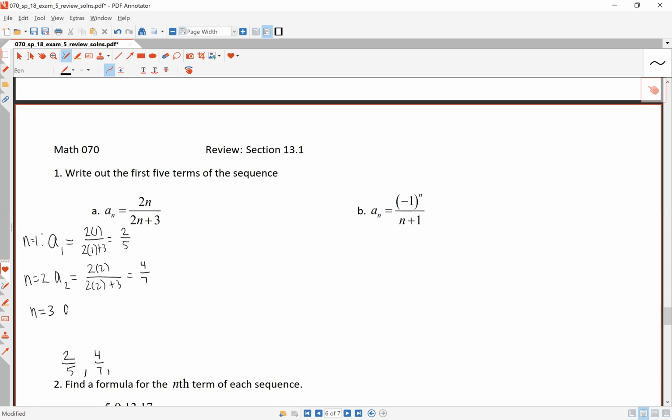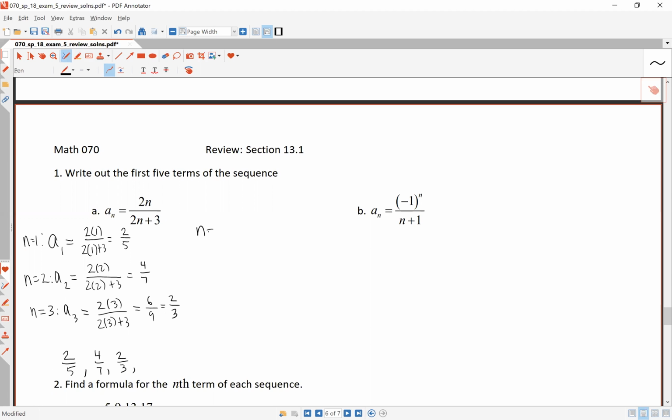The third term in the sequence is found by setting n equal to 3. A sub 3 is 2 times 3 over 2 times 3 plus 3, which is 6/9. We should reduce that down to 2/3. So we say the third term in the sequence is 2/3.